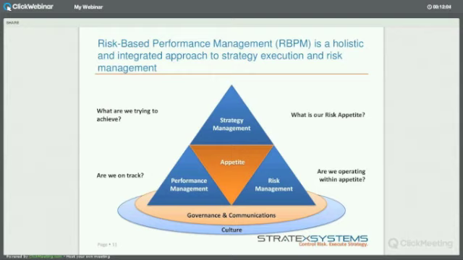We have a performance management piece, which is all about understanding, are we on track to achieve our objectives, and our risk management piece, which is all about definition of key risks, and understanding our current level of exposure, and finally, is that level of exposure aligned to our risk appetite? And that methodology, those are what we describe as the hard factors, are supported by our governance and communication layer, and finally our culture layer. And ultimately, we believe that culture is the ultimate strategy execution and risk management tool. Get the culture right, and many other things follow.